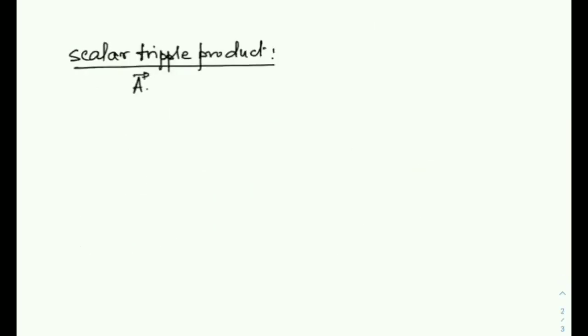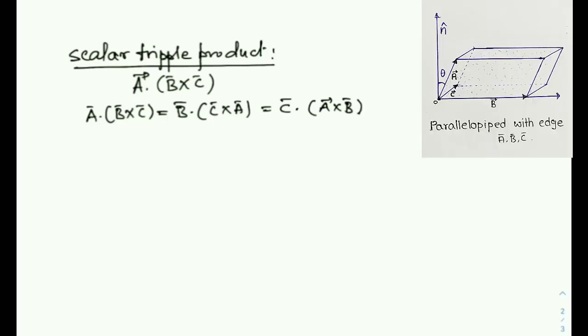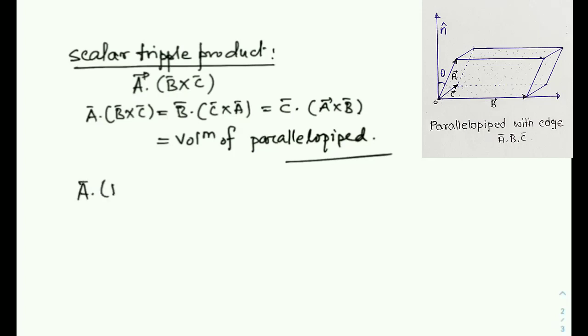Next topic is the scalar triple product. The product of three vectors can be written as A dot B cross C. In a scalar triple product, the dot and the cross are interchangeable in a certain way. So we can write A dot B cross C equals B dot C cross A equals C dot A cross B. And the geometrical interpretation of this scalar triple product is that it represents the volume of a parallelepiped with edge vectors A, B and C. You can see this in the diagram.